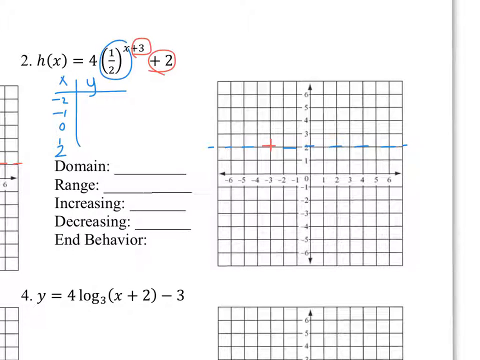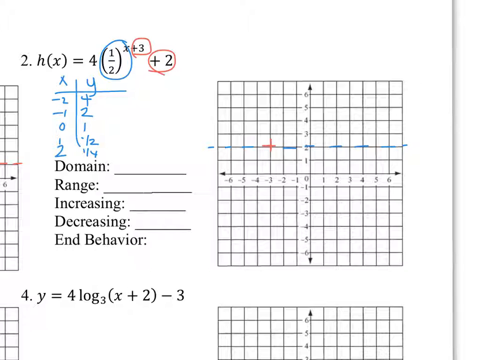And now I'm only looking at 1/2 to the x power. So when I plug in 0, 1/2 to the 0 power is 1. 1/2 to the first power is 1/2. 1/2 to the second power is 1/4. 1/2 to the negative first power is 2. And 1/2 to the negative second power is 4.